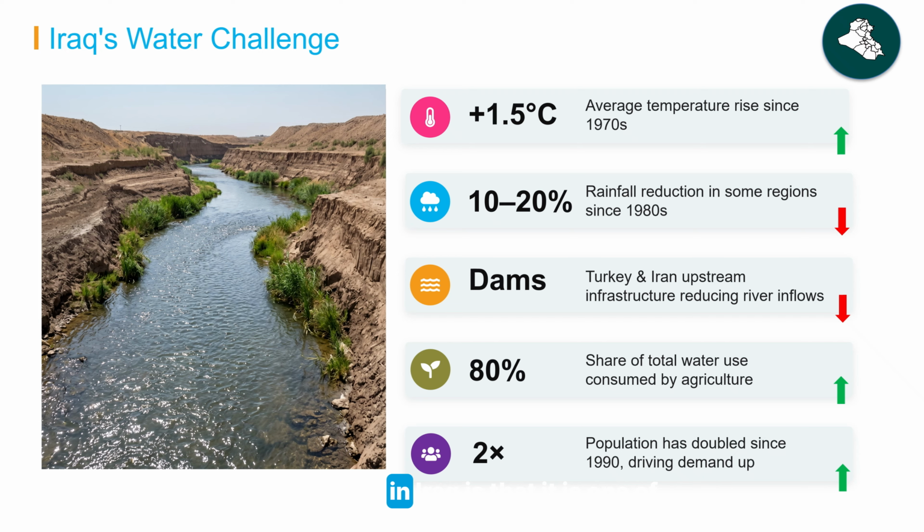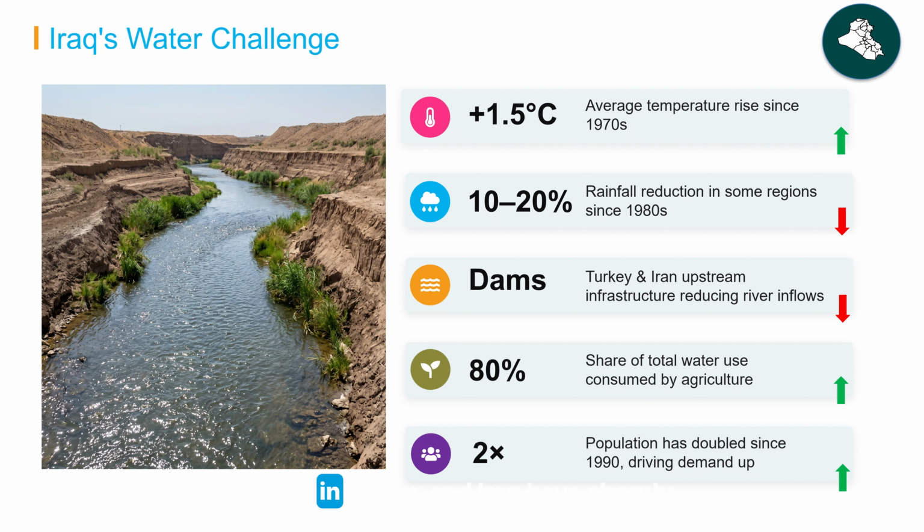The reason why we're interested in Iraq is that it's one of the most water-stressed countries in the world. Since the 1970s, temperatures have risen by about 1.5 degrees Celsius. While that increase might seem small, in a hot climate it leads to much more evapotranspiration. In some areas, rainfall has dropped by 10 to 20% over recent decades.